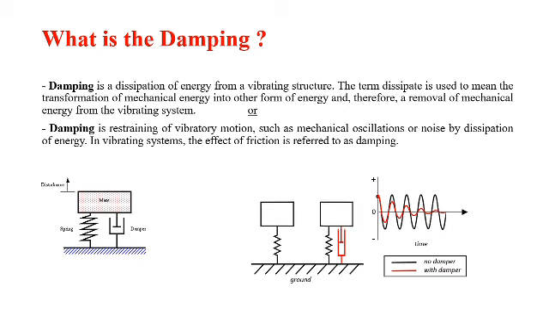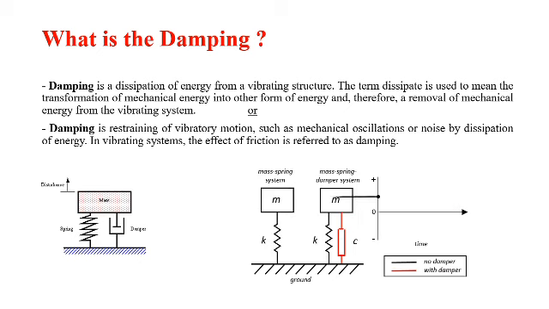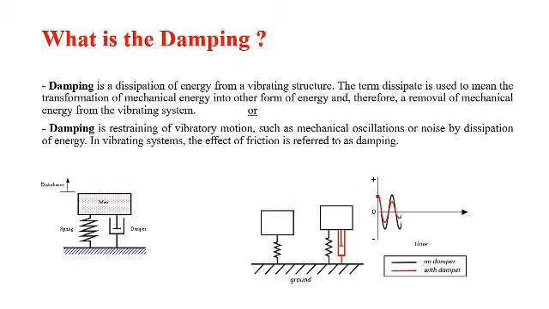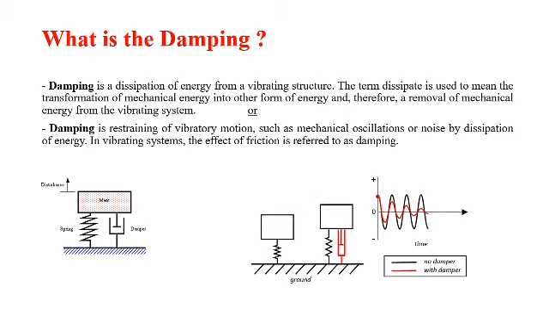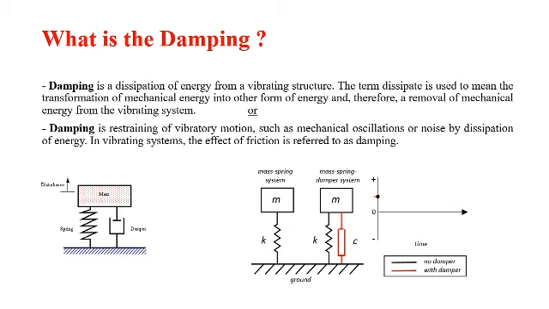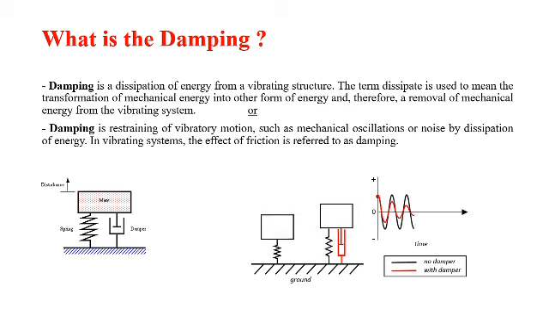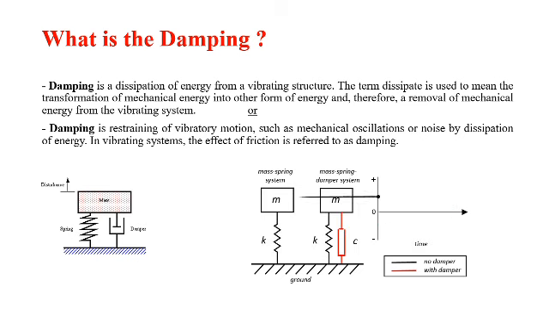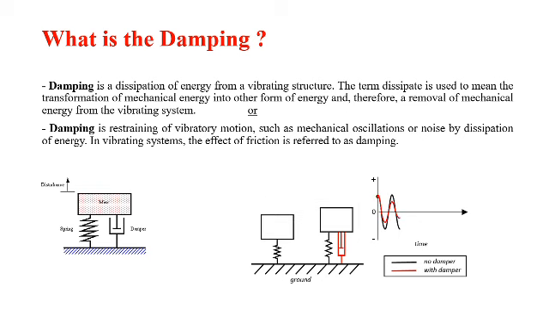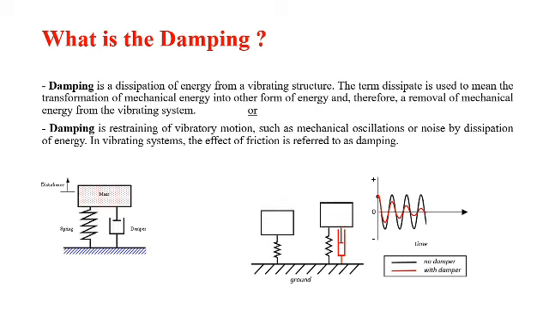In case of only spring and mass, the displacement continues for infinite time. But in case of spring, mass and damper, shown by the red color graph, this graph is fluctuating and becomes steady or becomes zero displacement after a certain interval of time. This is without damper and with damper. This is the advantage of damper. You can reduce the vibrations with the help of damper.